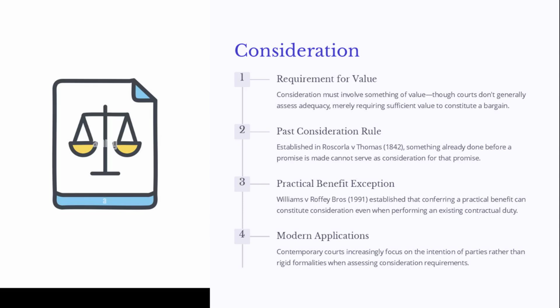Consideration must involve something of value. Though courts don't generally assess adequacy, they merely require sufficient value to constitute a bargain. The past consideration rule, established in Roscorla v. Thomas, 1842, states that something already done before a promise is made cannot serve as consideration for that promise. Williams v. Roffey Bros, 1991, established that conferring a practical benefit can constitute consideration even when performing an existing contractual duty. Contemporary courts increasingly focus on the intention of parties rather than rigid formalities when assessing consideration requirements.